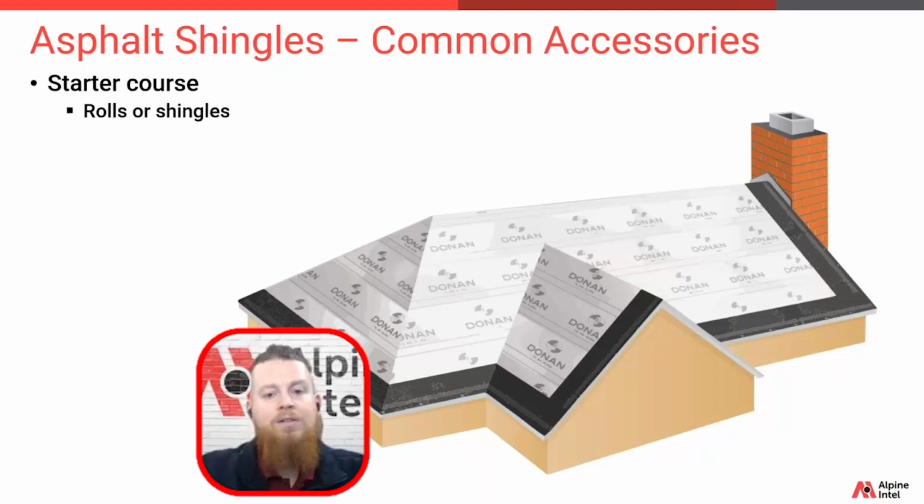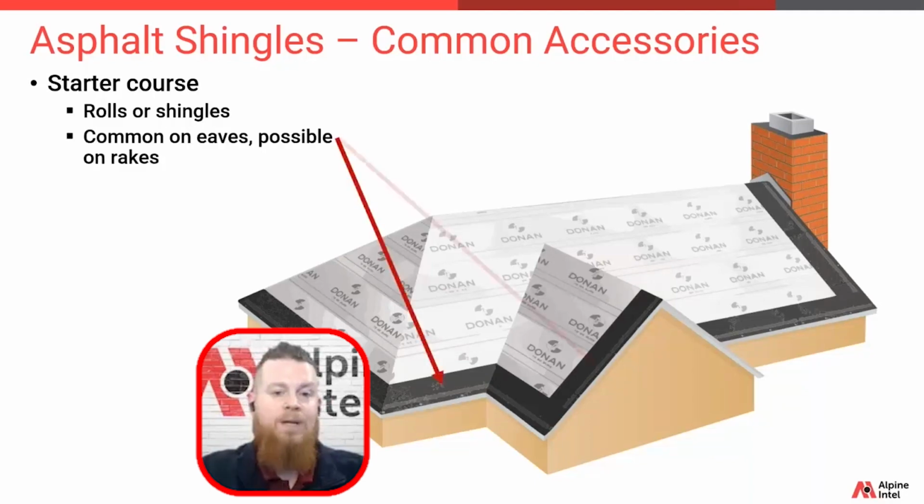Now, starter is sold as a specific product in rolls or in bundles, much like shingles would be sold. It's commonly found on the eaves, but some roofers install it on rake edges, and some roofing systems actually require it to be installed all the way around the perimeter of the roof.